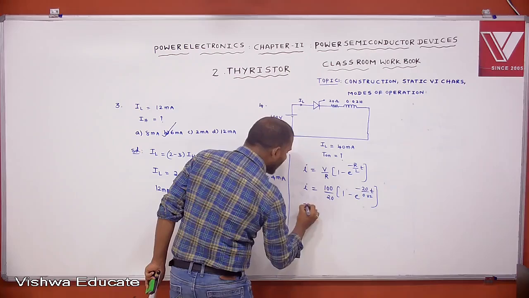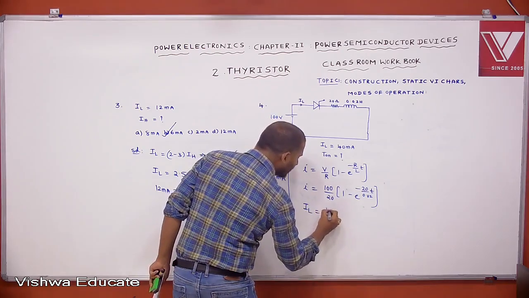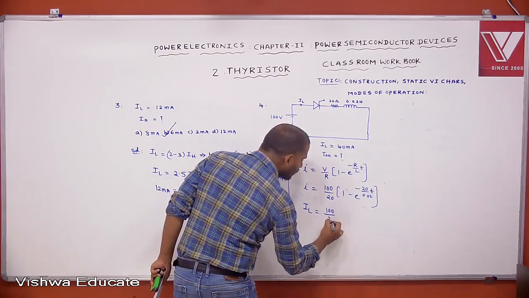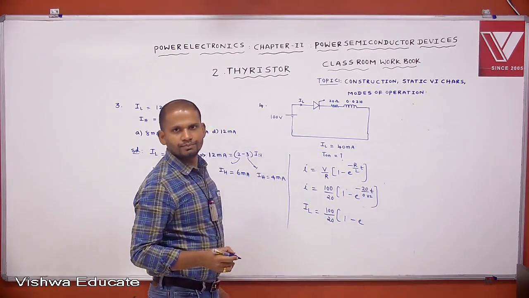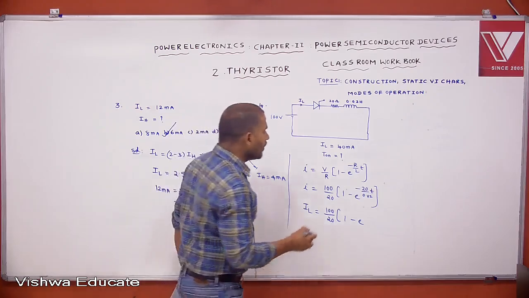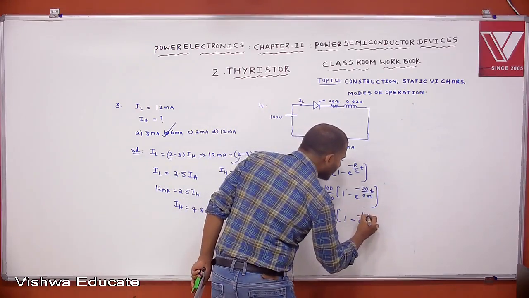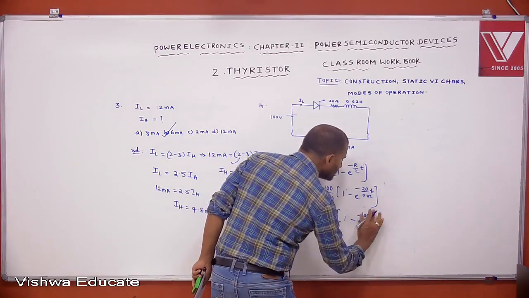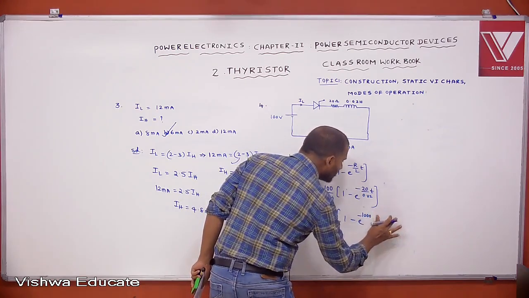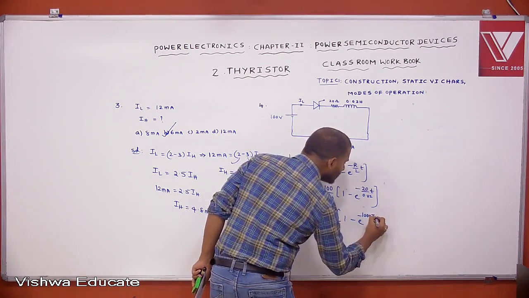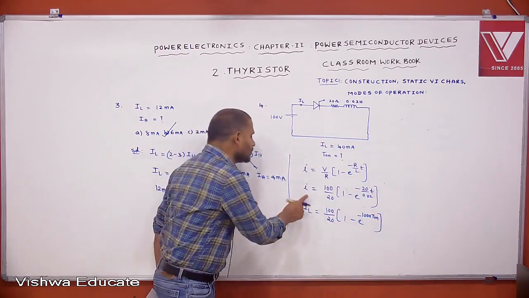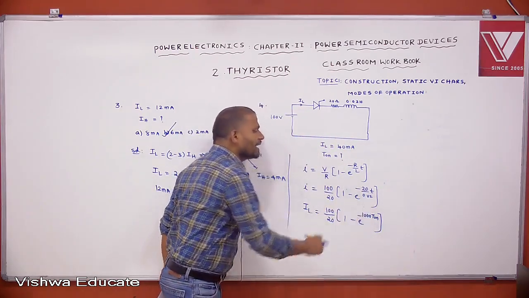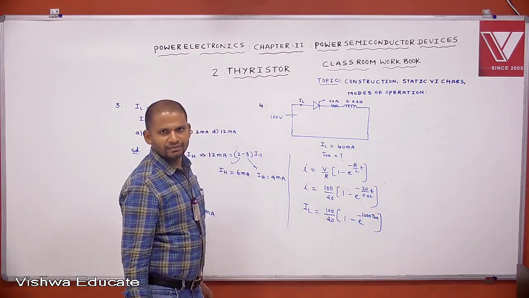Then you find the time corresponding to latching current. 100 by 20, 1 minus e power, how much do you get? Minus 1000 T. This time is corresponding to latching current. This time is taken as minimum gate pulse width. Corresponding to latching current, that time is taken as minimum gate pulse width.